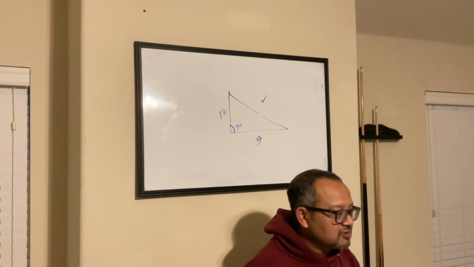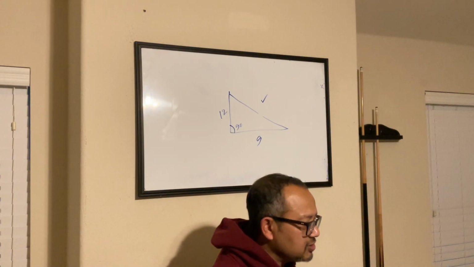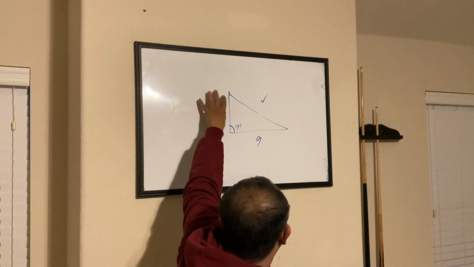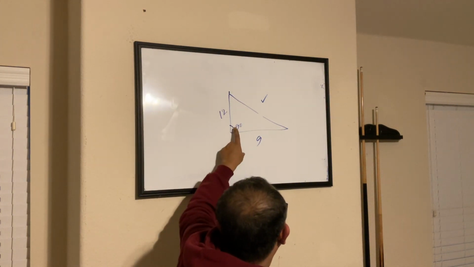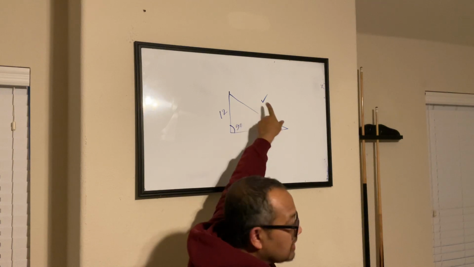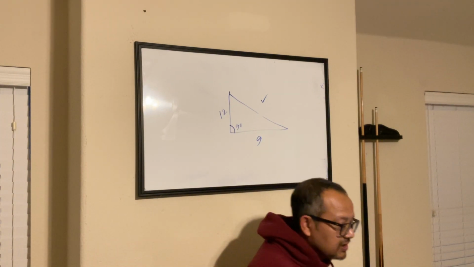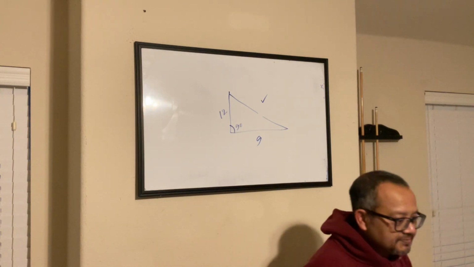So who all are trying to solve it? Do it. I have a right angle triangle. This side is 12, this side is 9. And this is the right angle. So basically I'm asking you guys to find out the length of the hypotenuse.